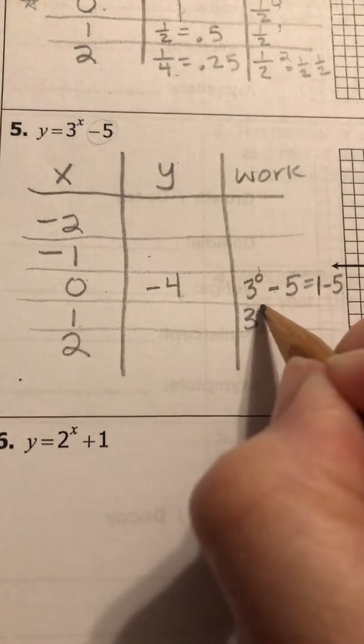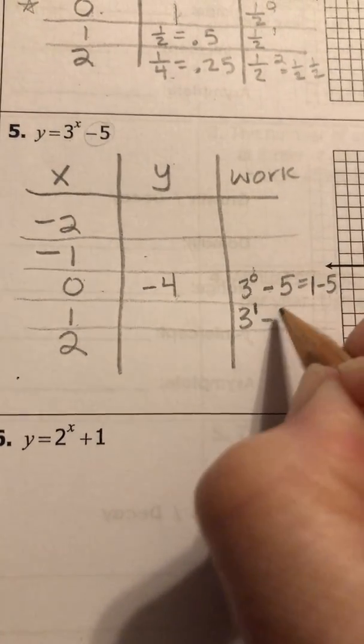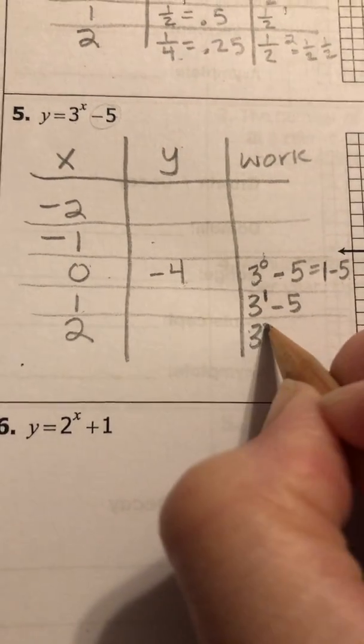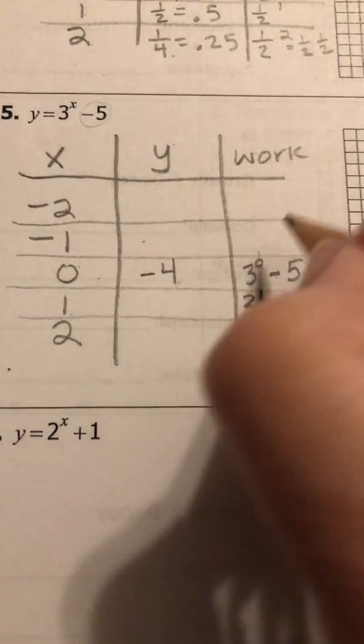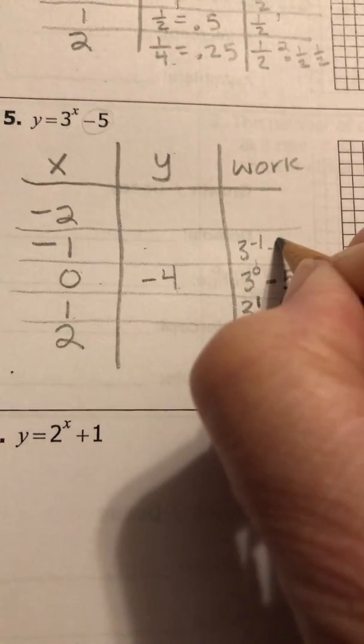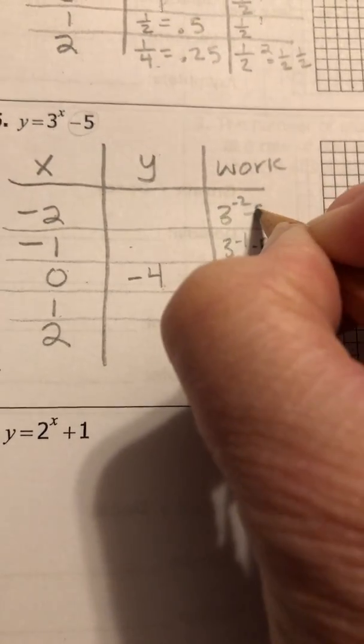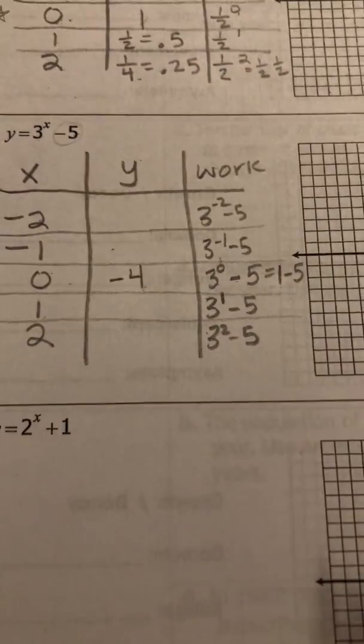Now let's go to the next one. So now I have 3 to the 1st power minus 5. In fact, I could probably save a little time. I could do 3 to the 2nd power minus 5, and then you could actually see the pattern. 3 to the -1 minus 5, 3 to the -2 minus 5, and I could just solve them all at once like that.